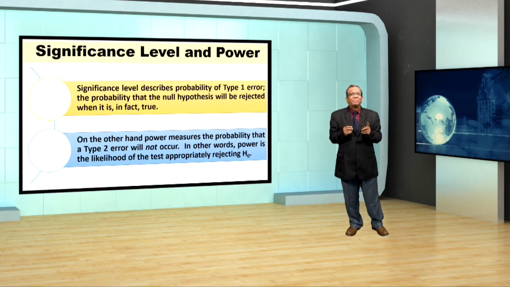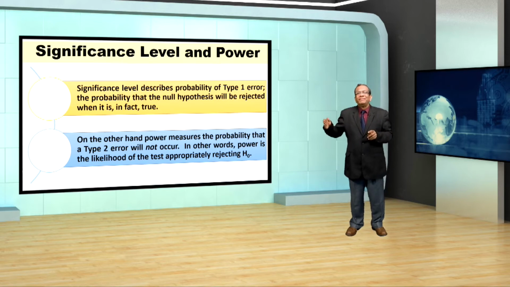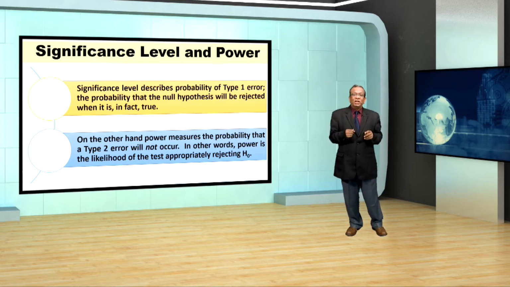Significance level describes the probability of type 1 error, the probability that null hypothesis will be rejected when in fact it is true. On the other hand, power measures the probability that a type 2 error will not occur. In other words, power is the likelihood of the test appropriately rejecting the null hypothesis. Therefore, we will be combining these two in a single analysis by using G power.